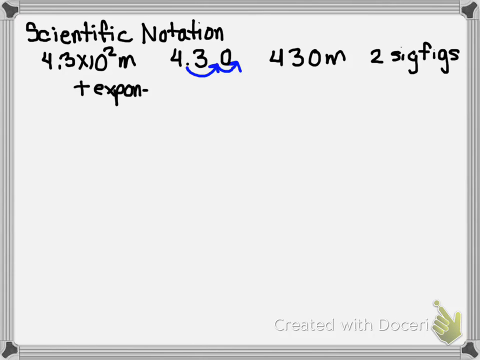So, how do you know which way to move the decimal? A positive exponent is a big number. So that means you have to move the decimal in the direction that gives you a big number. It's as simple as that.